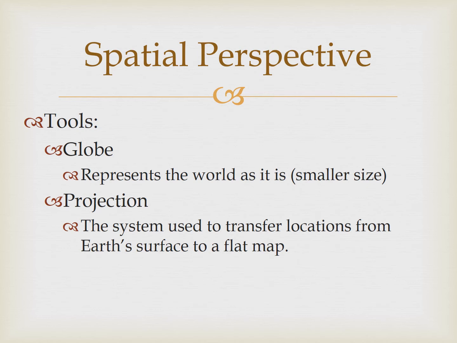In addition to maps, there are other tools that geographers use when it comes to analyzing things in space. You're probably already familiar with a globe, a smaller representation of the Earth. But perhaps more important for us will be projections, which are the system that is used to transfer locations from Earth's surface to a flat map. And because the Earth is roughly spherical, there is more than one way to project the Earth's surface onto a two-dimensional or flat map.